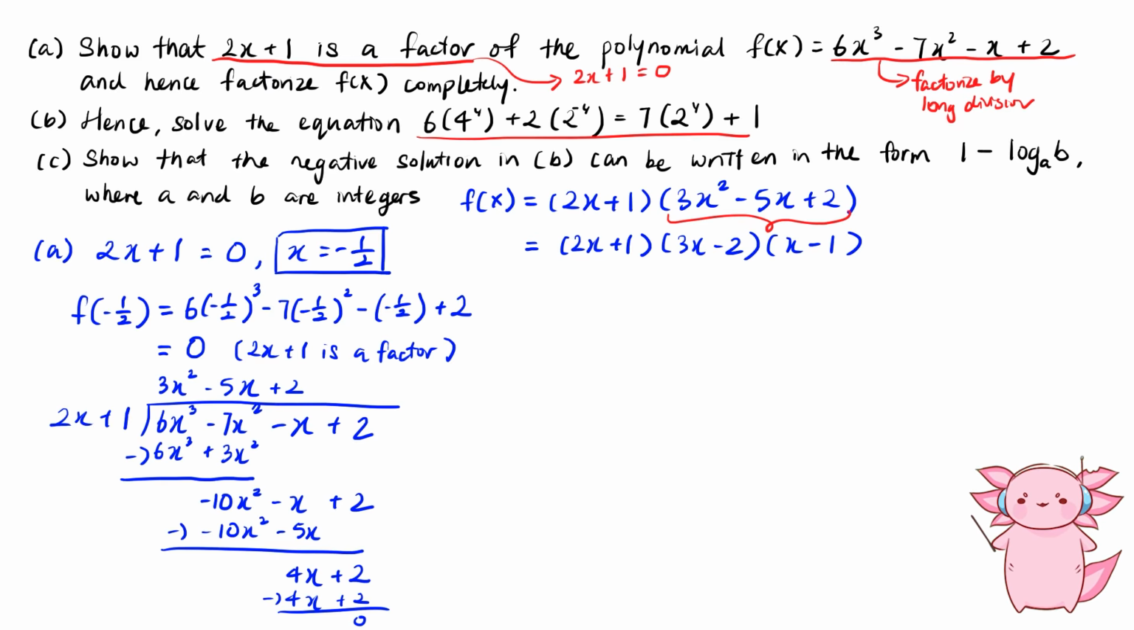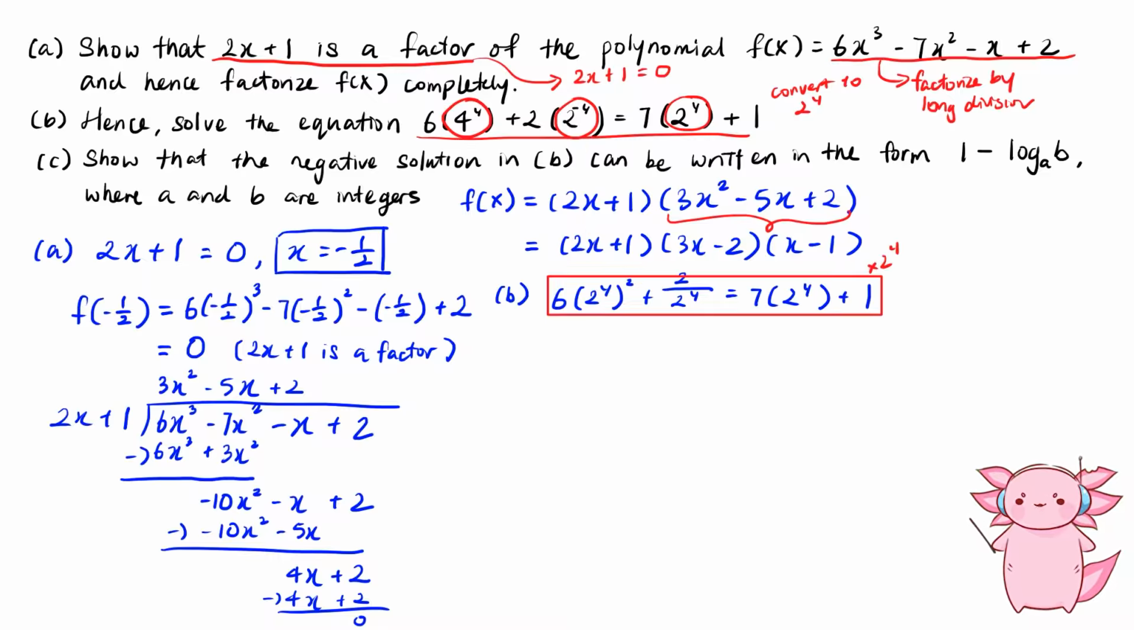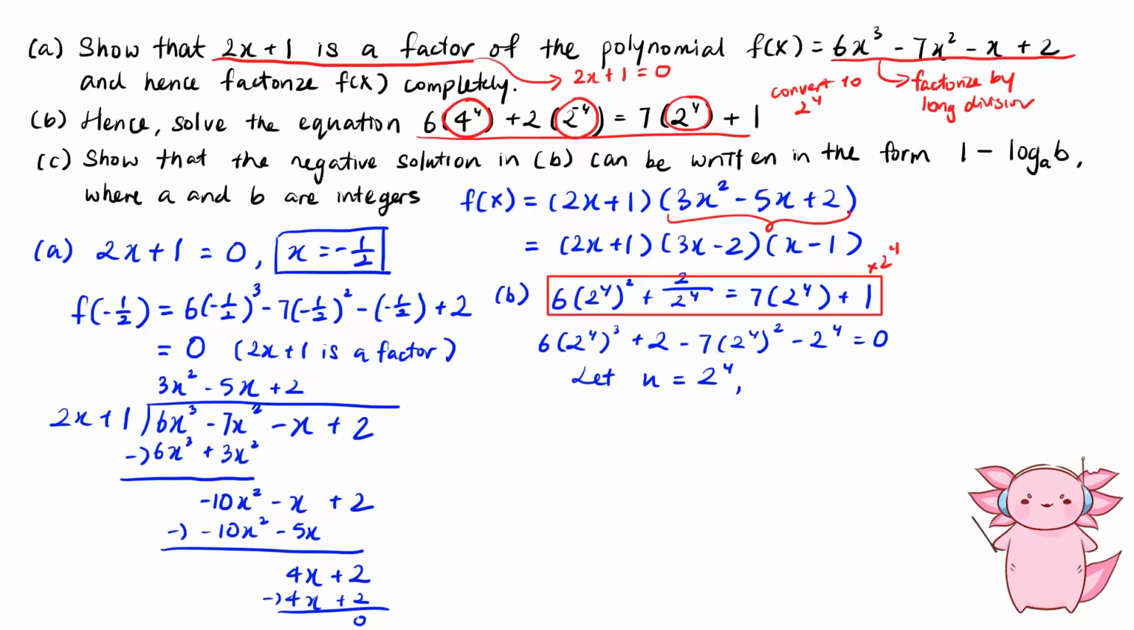Now for the next part, looking at all these terms over here, we know we gotta convert them into 2 to the power of y's. So this 4 to the power of y will become 2 to the power of y squared, and then this 2 times 2 to the power of negative y will become 2 over 2 to the power of y. The next step is to multiply by 2 to the power of y to every single term, and we can get something like this. Now, we let u is equal to 2 to the power of y to make the equation easier for us to solve, and then we can get 6u cubed minus 7u squared minus u plus 2 is equal to 0.